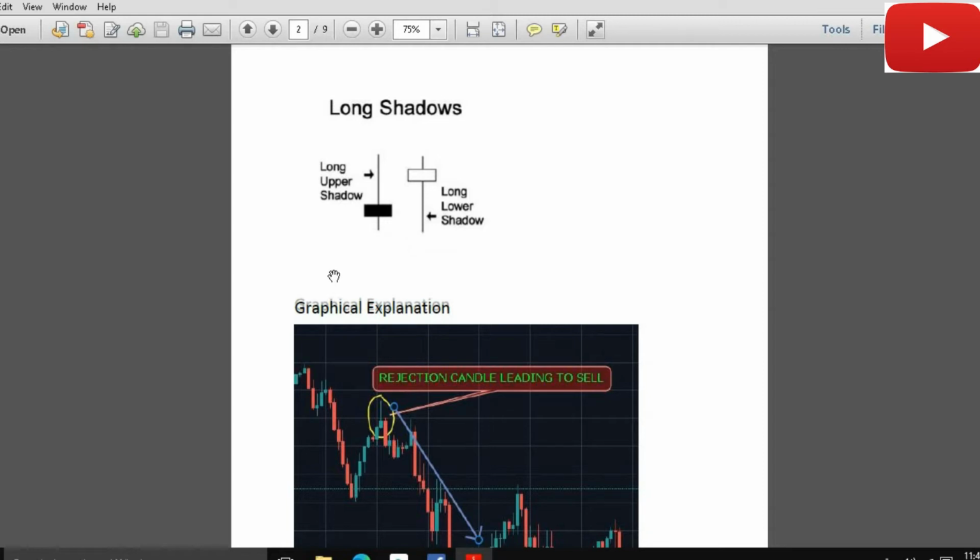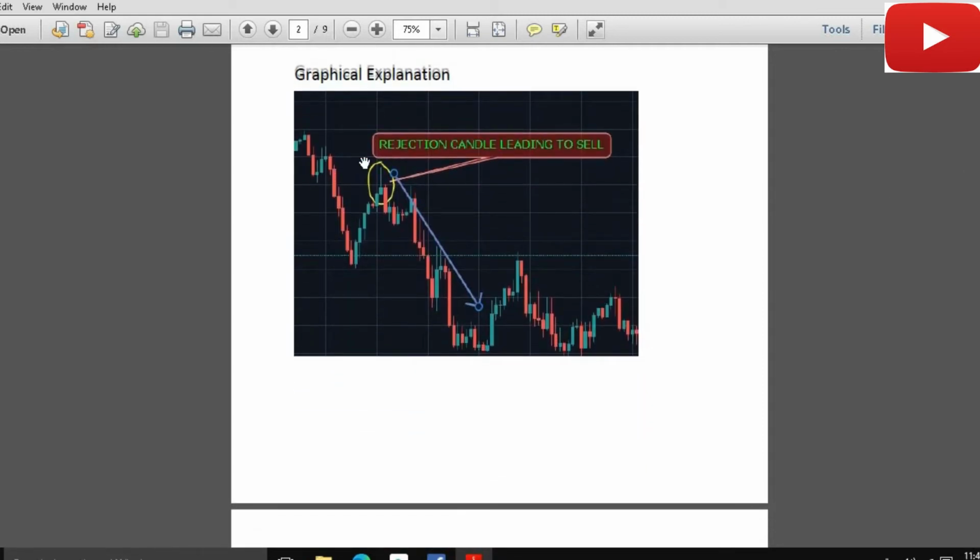So let's look at the graphical explanation and psychology behind your long shadow candle. Right, on your long shadow candle, this here shows a strong rejection to the downside. So the psychology behind it means buyers were very strong. They got strongly rejected and that led to a huge sell. I hope you're seeing this. Buyers were strong. They got rejected and it resulted in a huge sell.